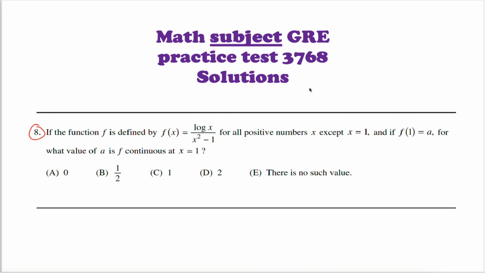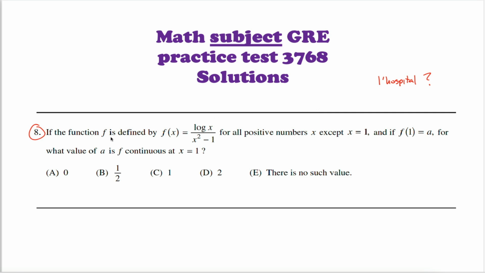Right, question 8 on the math subject GRE practice test. This ends up being the second of 2 consecutive L'Hopital's rule questions. Although I think this one, it's a little bit less obvious that you're using L'Hopital's rule than it was on question 7. So first, let's just make sense of what's being asked.